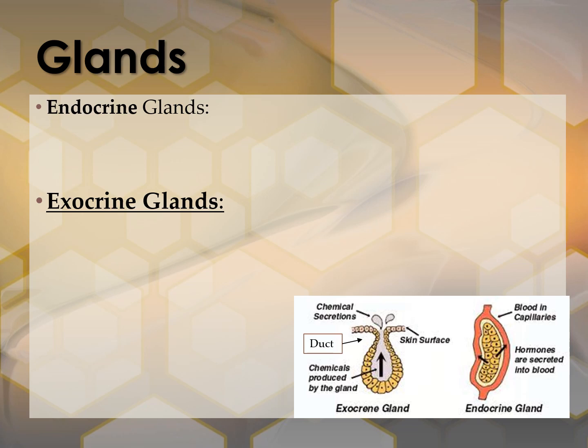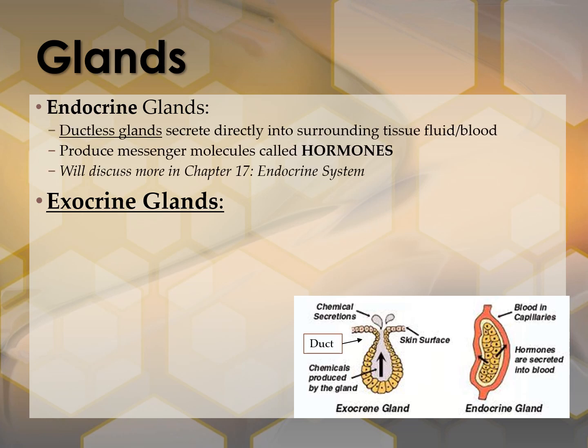So now we're going to talk a little bit about glands. So we have 2 broad categories of glands. We have endocrine glands and exocrine glands. So what's the difference between them? Okay, so endocrine glands are ductless. Okay, so they secrete hormones directly into the bloodstream.